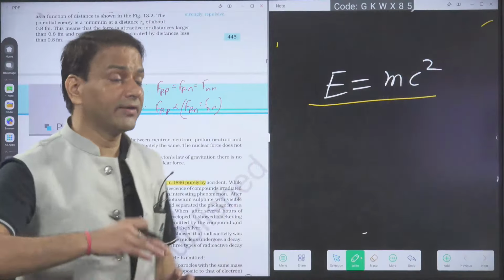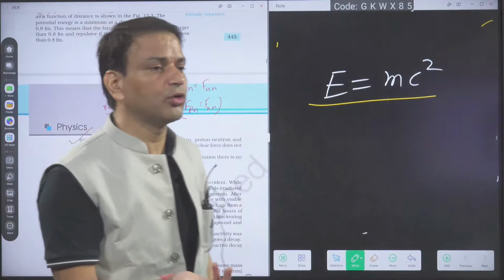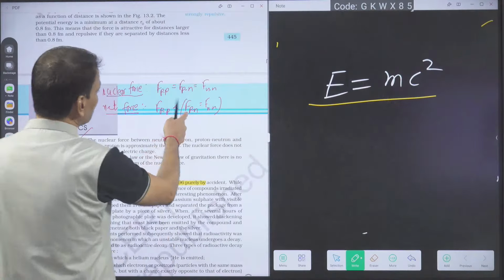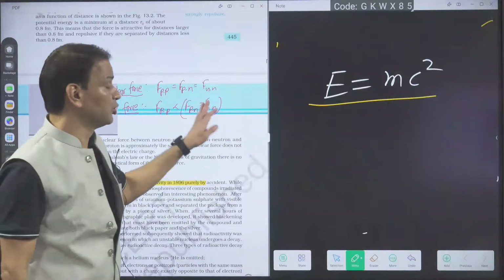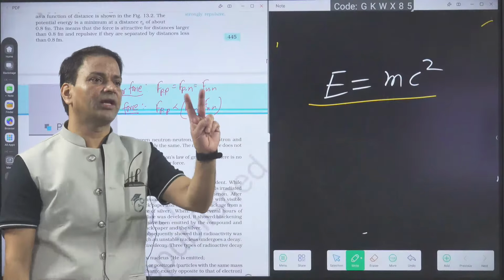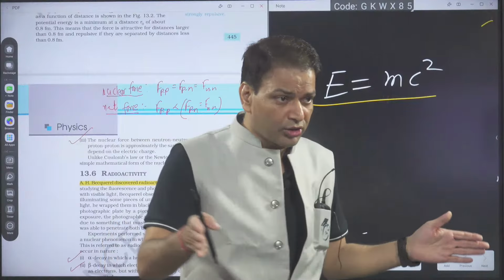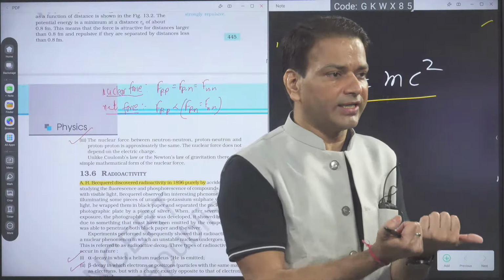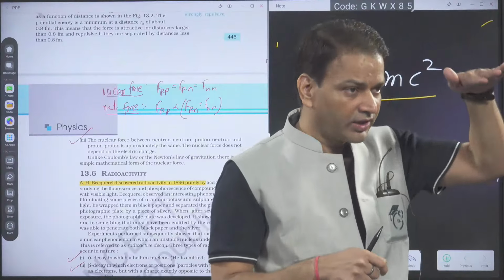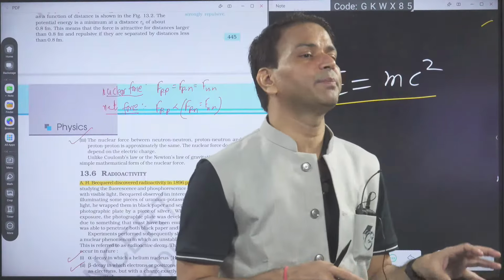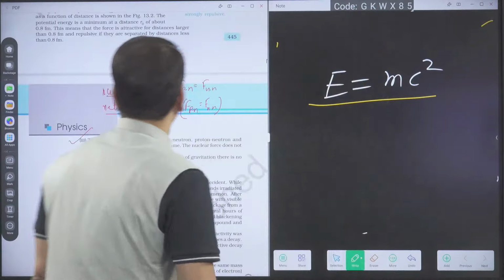Okay, but if they are asking the net force, then how can we find it? Net force means: proton-neutron, no repulsion. Neutron-neutron, no repulsion, so they will have only nuclear forces. But between proton and proton, repulsion is there. Nuclear force is attractive, electrostatic is repulsive. So net force will decrease. So if they are asking the order of net force, it will be minimum in proton-proton. So that is the order of the net force.